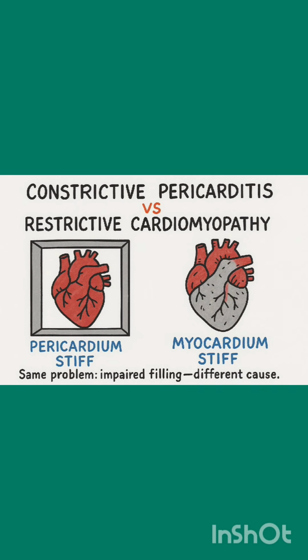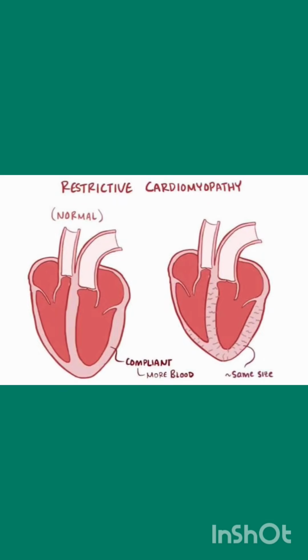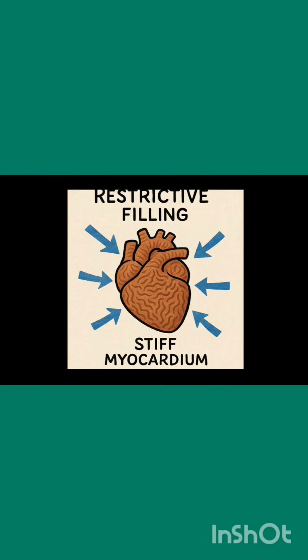Let's explore. In constrictive pericarditis, the pericardium becomes thickened, rigid, and calcified. Think of the heart trapped inside a stone shell. The myocardium is normal, but when the ventricles try to expand during diastole, the pericardium blocks them. Restrictive cardiomyopathy is different. Here, the myocardium itself becomes stiff due to infiltration or fibrosis. The pericardium is normal and compliant, but the heart walls resist expansion, like a sponge that is hardened.